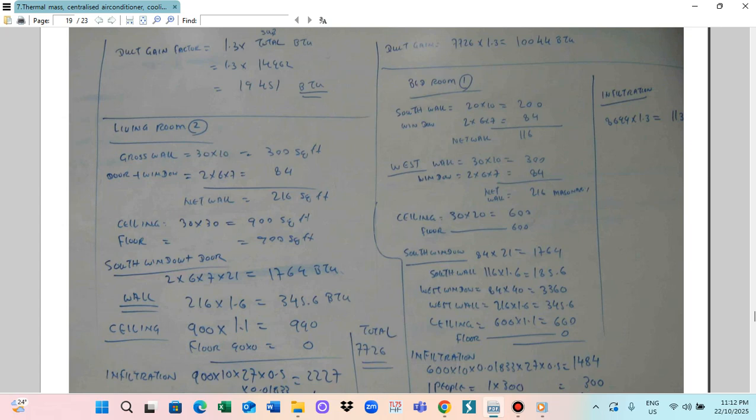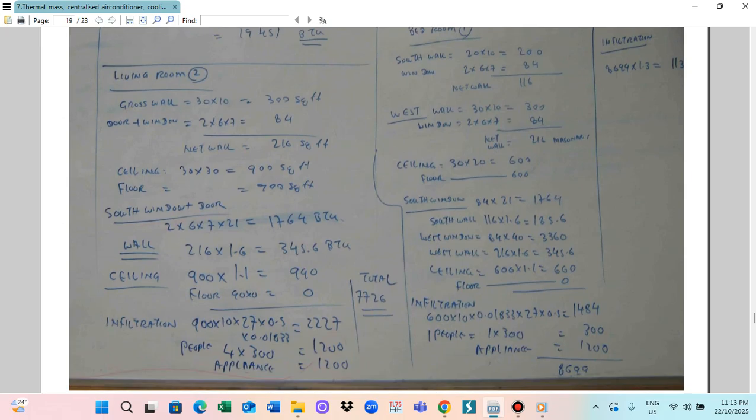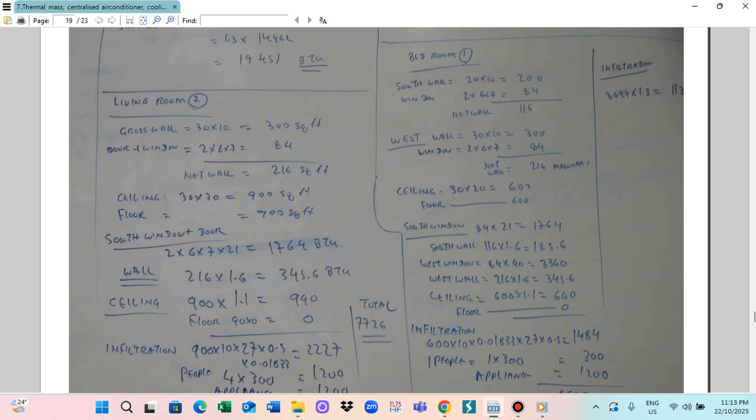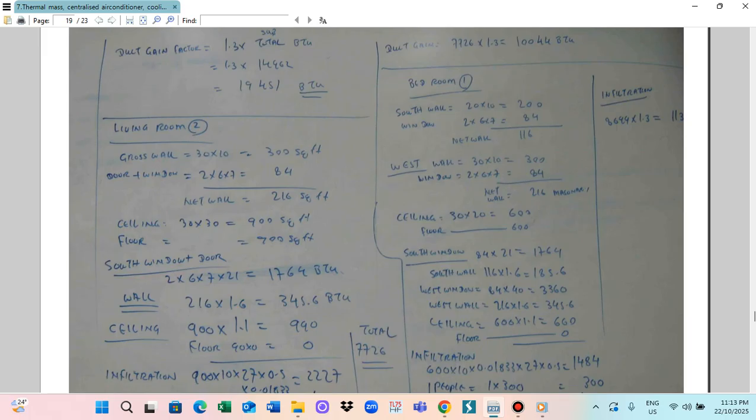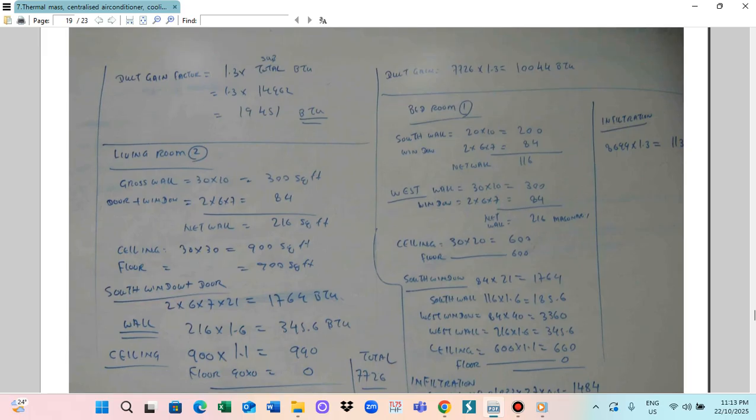And then we also have to calculate living room 2, and living room 3. After that, this one is the total heat. You also need to calculate the gain factor. So this is for the gain factor.